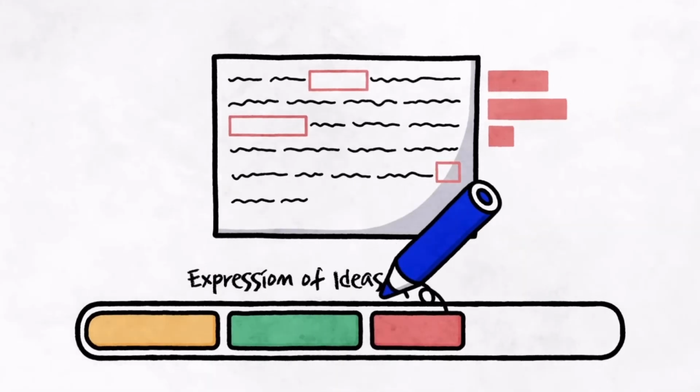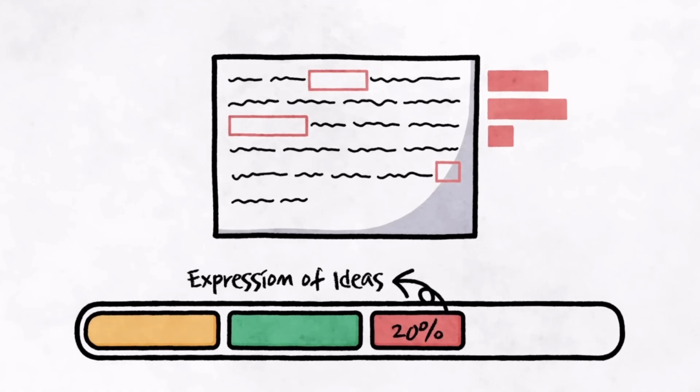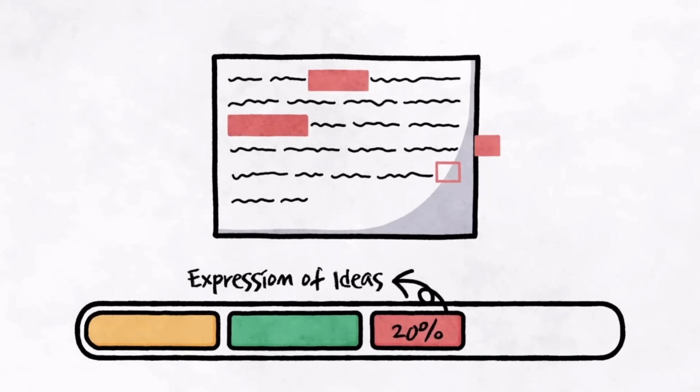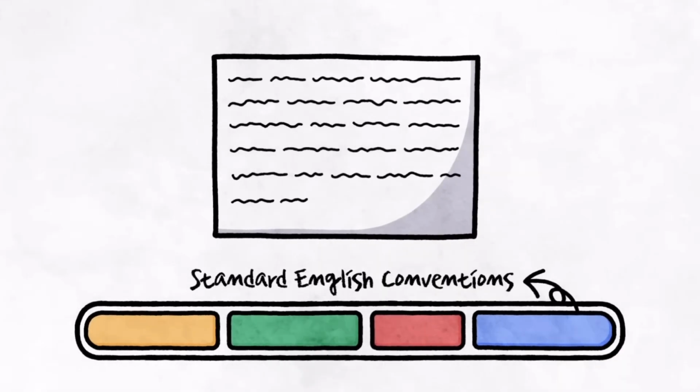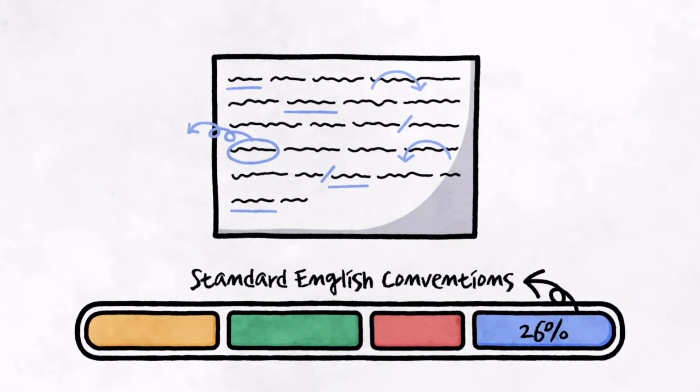Expression of ideas makes up the smallest chunk of the reading and writing section. This 20% of the test challenges your ability to write and effectively use language with rhetorical synthesis and transitions. Lastly, standard English conventions is 26% of the test. This type of question checks your knowledge of grammar, punctuation, and language rules.